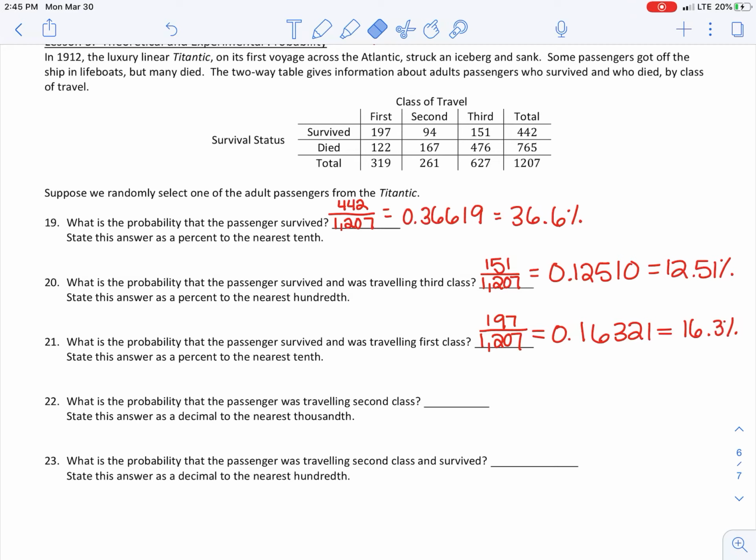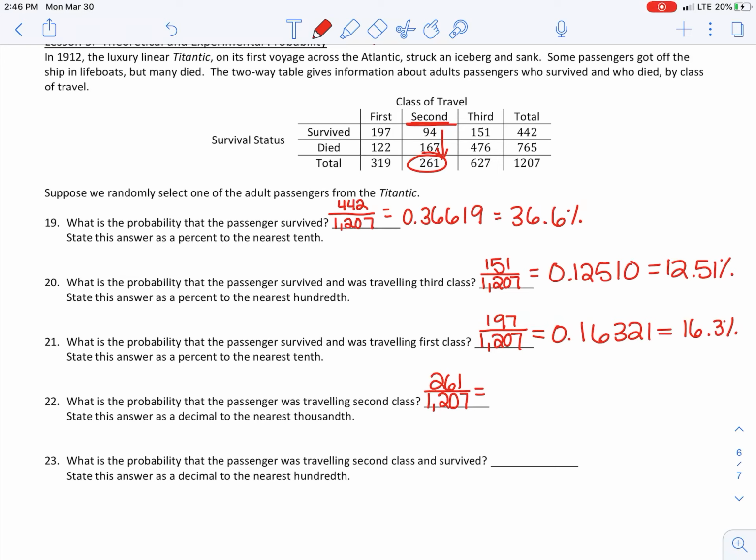What is the probability that the passenger was traveling second class? So now we're just looking at one category. We're looking at second class people. And we go all the way down to the total of 261 people were traveling second class. And that's out of the total of 1,207. This says round a decimal to the nearest thousandth.